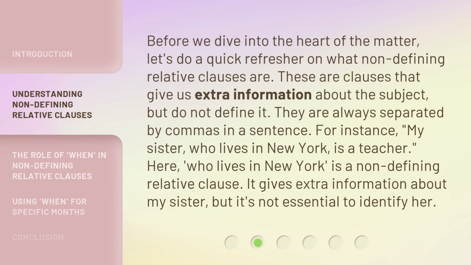Before we dive into the heart of the matter, let's do a quick refresher on what non-defining relative clauses are. These are clauses that give us extra information about the subject, but do not define it. They are always separated by commas in a sentence. For instance, my sister, who lives in New York, is a teacher. Here, who lives in New York is a non-defining relative clause. It gives extra information about my sister, but it's not essential to identify her.